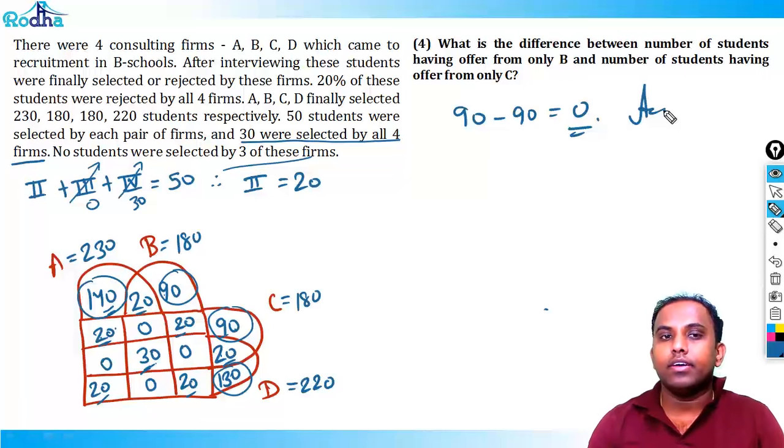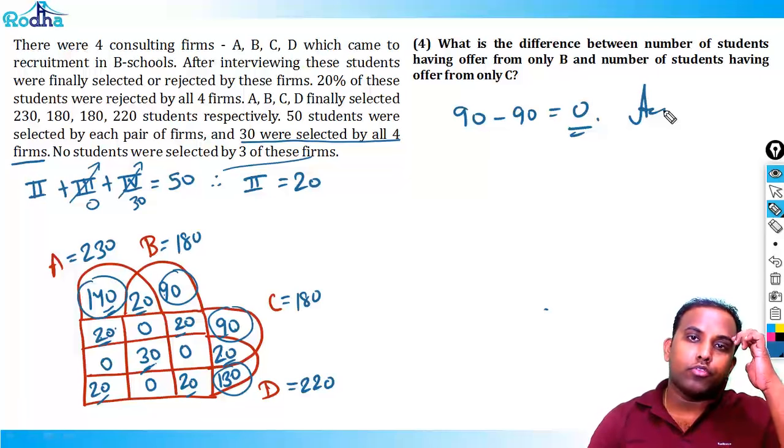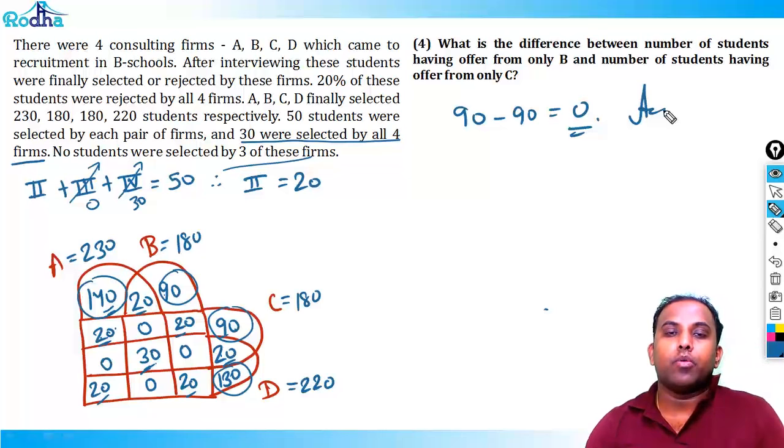You can see, it's an easy set here. All four questions done very easily once we made this diagram, right? So the very important point over here was this only.